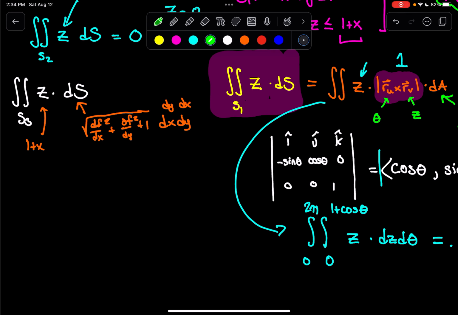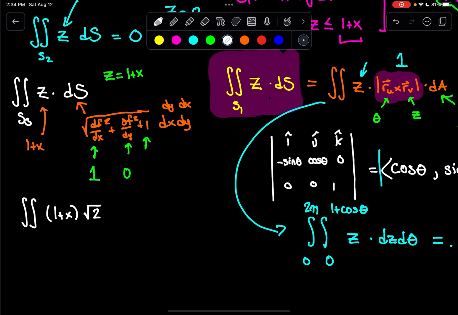So for us, remember, this is the surface where z is equal to 1 plus x, so df/dx is just going to equal 1. df/dy is 0, and then we're left with a 1 here. So it looks like this isn't going to be too bad. We have a double integral, and z is equal to 1 plus x. And then we have the square root of 2 here, and then our dA, which is of this form here.